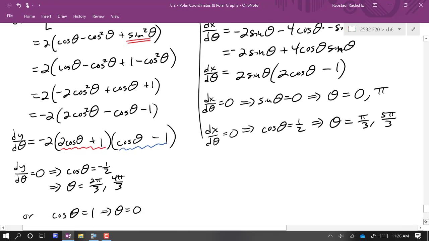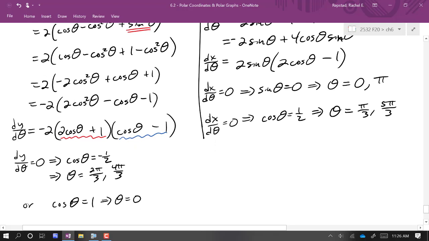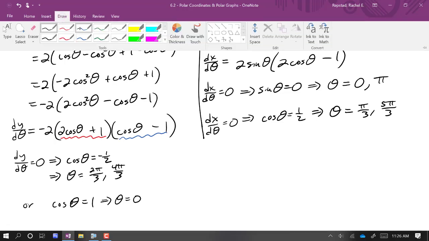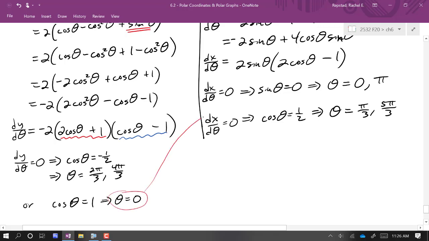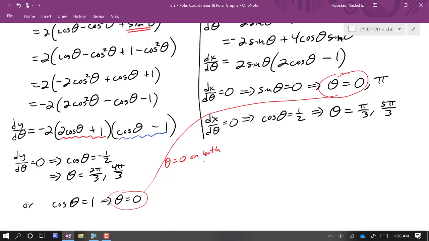Now, here's one thing I want us to observe right away. This is why we find our candidates for both first, before we go through and find the value of r in the polar coordinates. Theta equals 0 occurs on both lists. So remember that if dx/d theta and dy/d theta are both 0 simultaneously, we cannot assume anything. Basically, we don't know anything about the slope at that point. Right, so that means it's inconclusive.